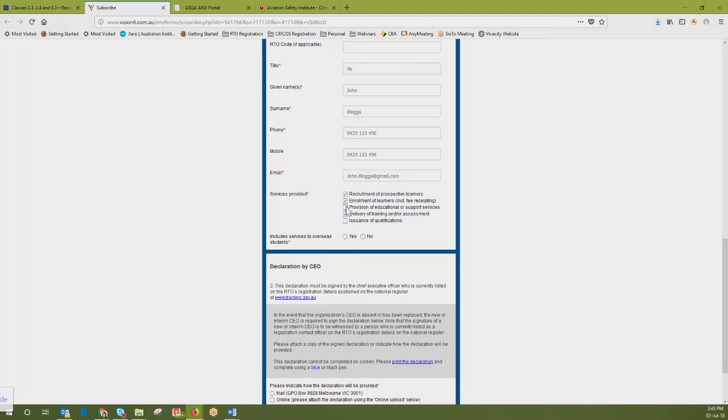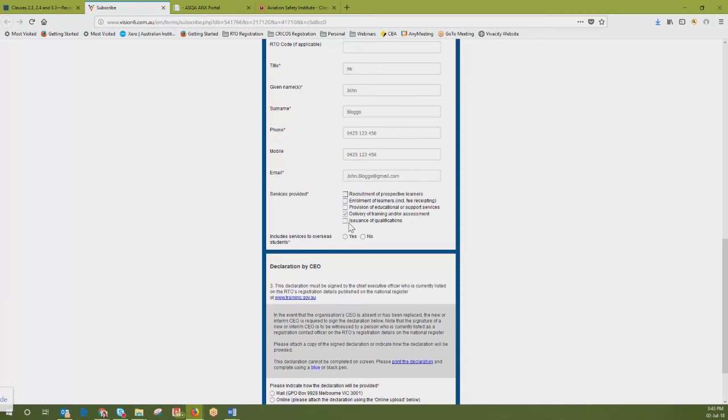They're actually delivering. So this example I was using is they're actually delivering training and assessment under your scope of registration. This is the most common third party arrangement. Unless you are a CRICOS provider, you might be engaging the services of an agency where they're recruiting students or prospective students on your behalf. So you would also tick that box.